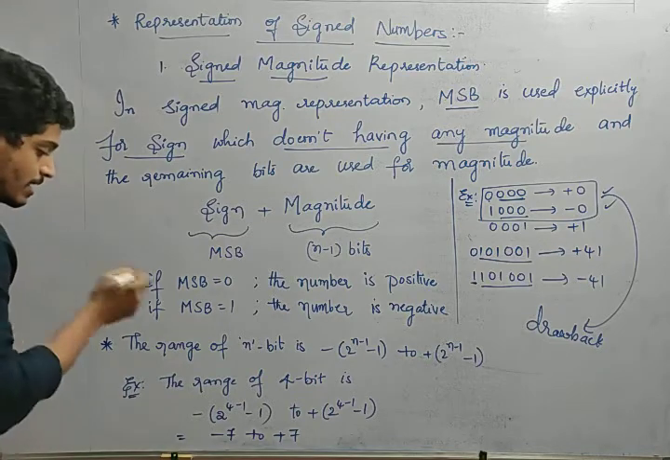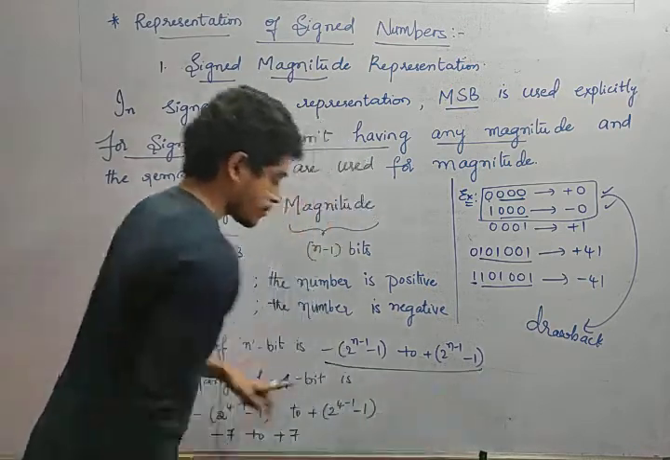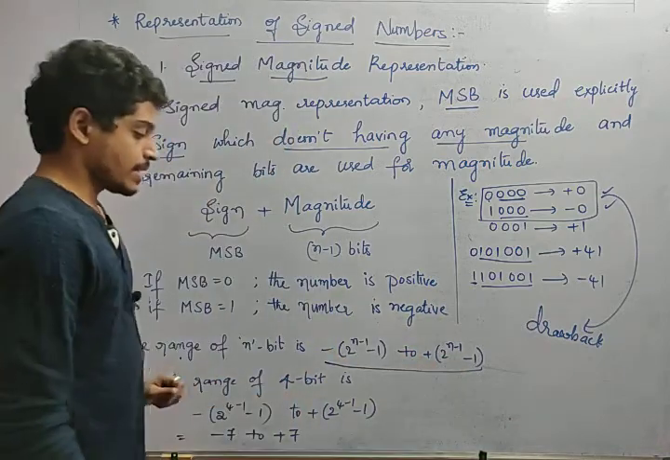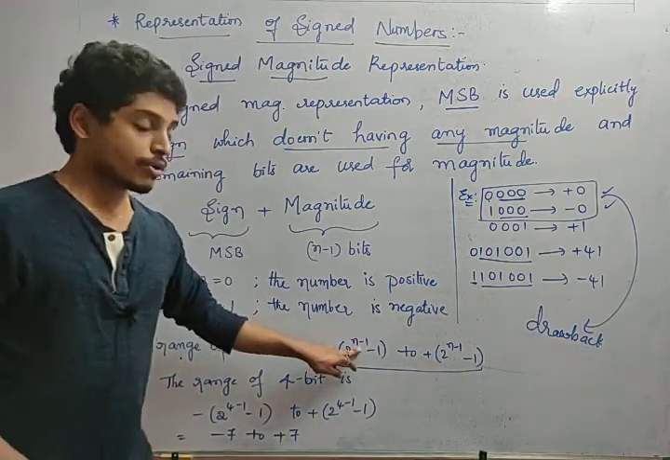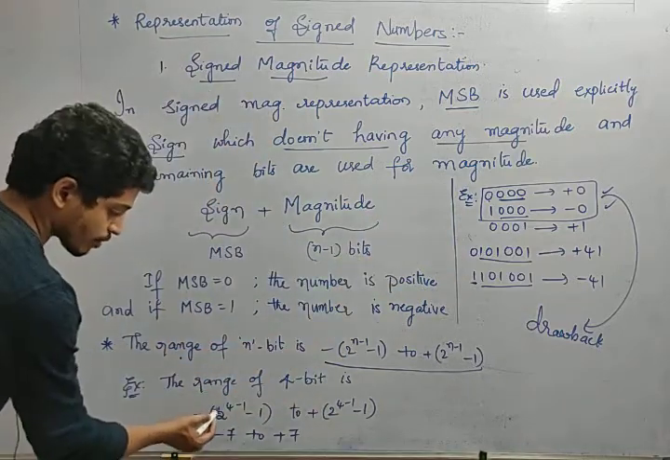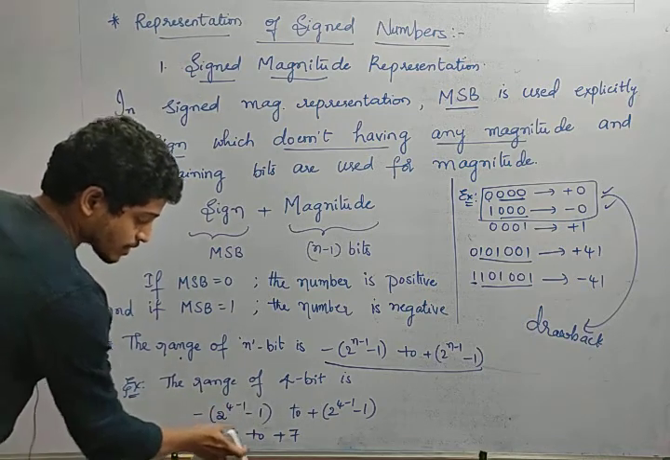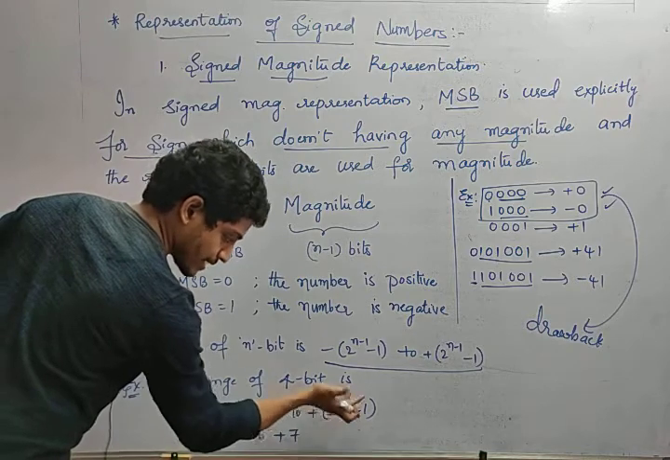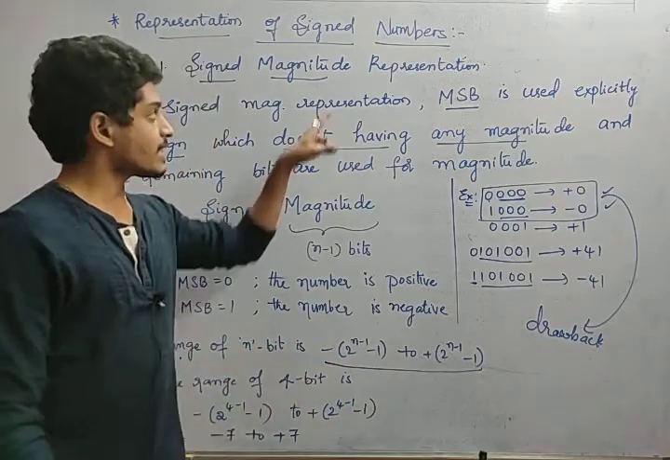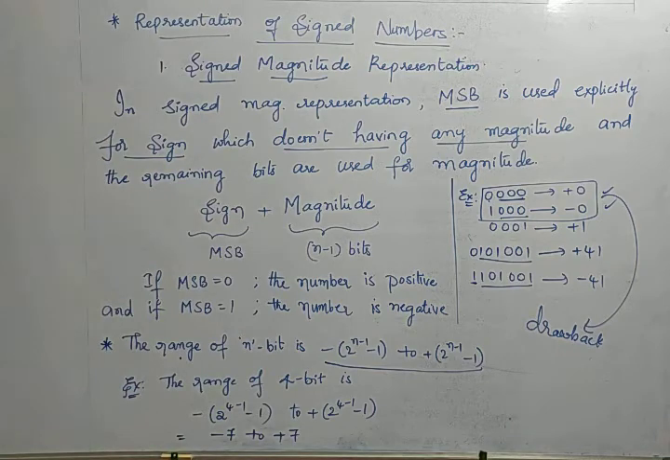At the same time, the range of n bits in this sign magnitude representation is, remember this formula, minus of (2 power n minus 1, minus 1) to plus of (2 power n minus 1, minus 1). That means if there are 4 bits, friends, suppose, what is the range we can represent? The range of 4 bits is minus of (2 power 4 minus 1, which is 2 cube, that is 8, 8 minus 1) 7, to plus 7. From minus 7 to plus 7, we can represent numbers of 4 bits in this sign magnitude representation. Okay friends, remember this formula. Now let us go to ones complement representation.